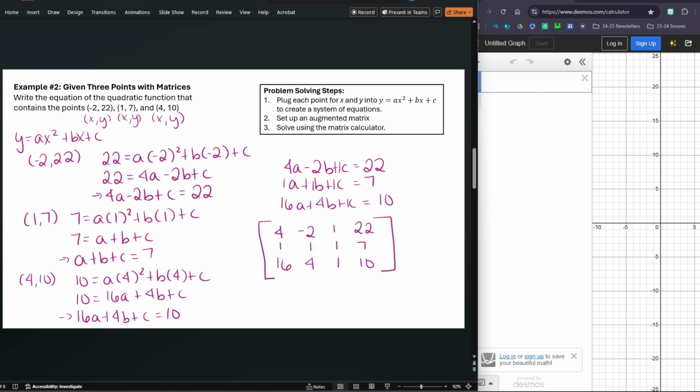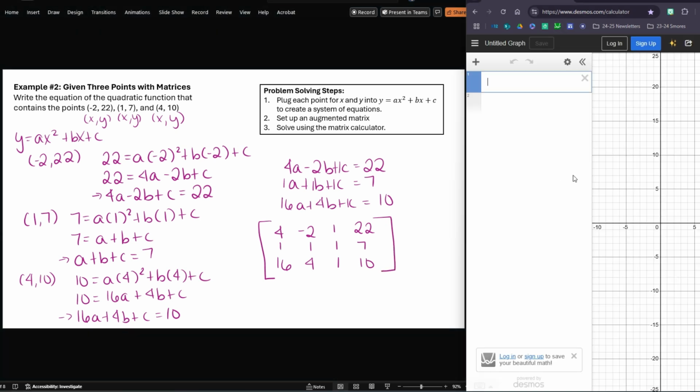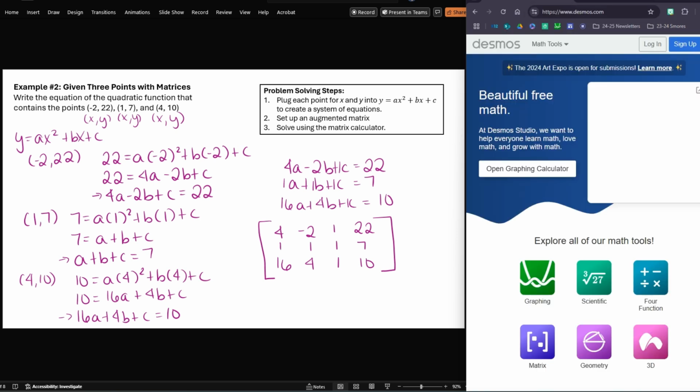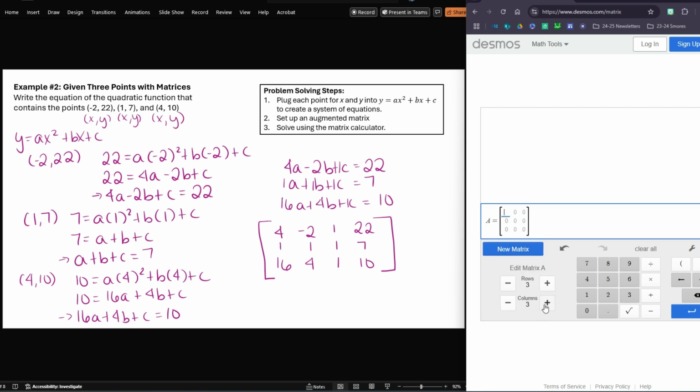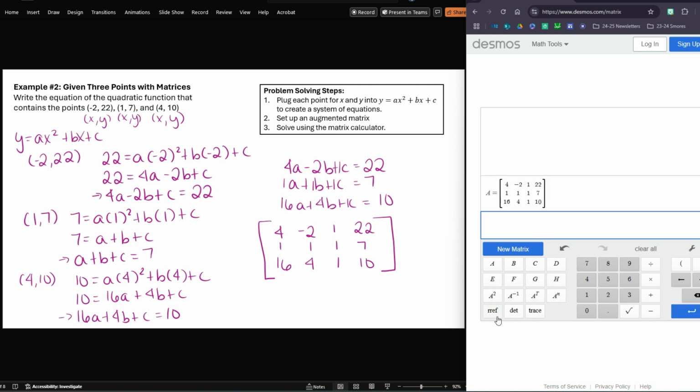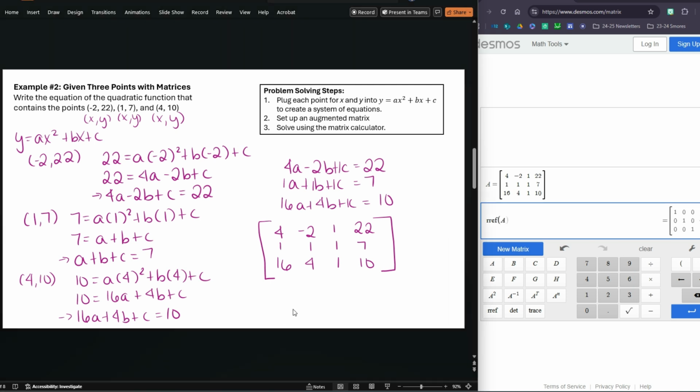Okay, so what I'm going to do now is I'm going to go ahead and open up the matrix calculator. So I go there. So I'm going to do new matrix. I'm going to tell it a 3 by 4. And I'm going to go ahead and enter all these values. And so I'm going to enter, and then I'm going to do, remember, RREF, and tell it to apply that to matrix A. You can see now it gives me the solutions, right? So it tells me 1, negative 4, and then 10. So those are now the values of A, B, and C.